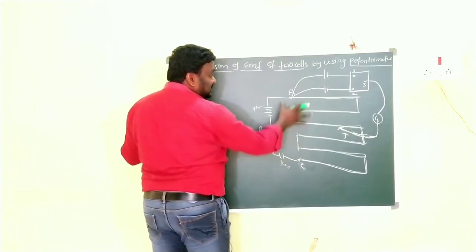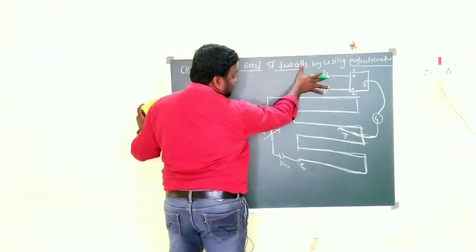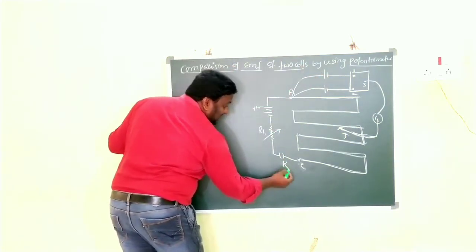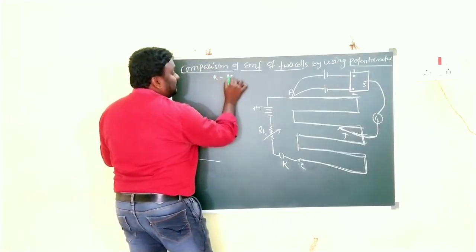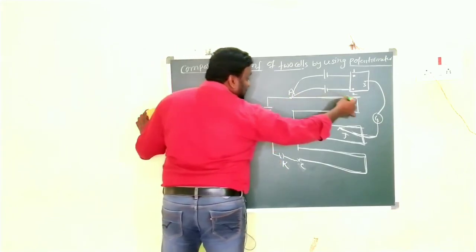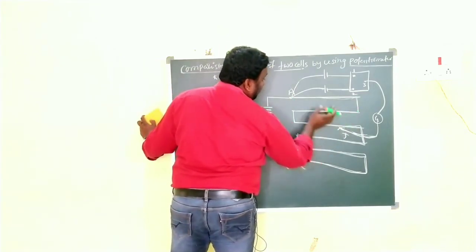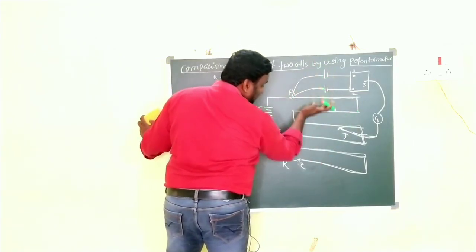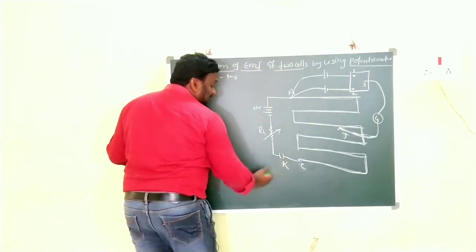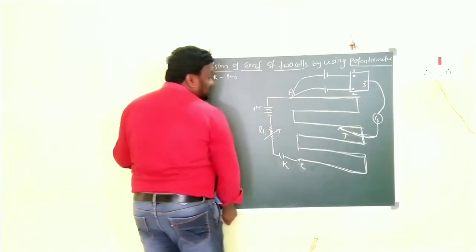Clear, children? So this is the primary circuit. This is the external circuit or secondary circuit. Whatever is above is the secondary circuit and the remaining entire thing is the primary circuit, children. You have to remember that. In that, K means key. When the key is closed, the current passes through the primary circuit.